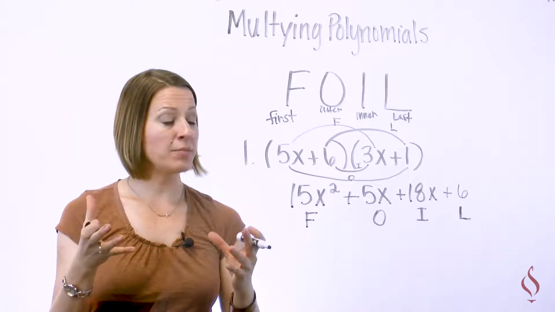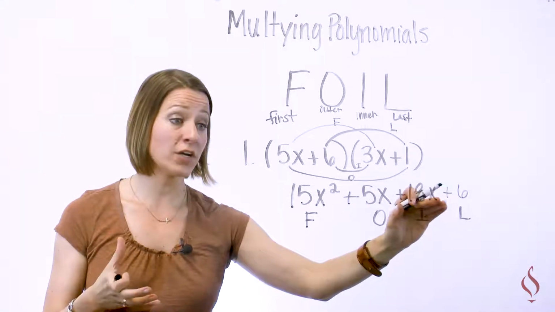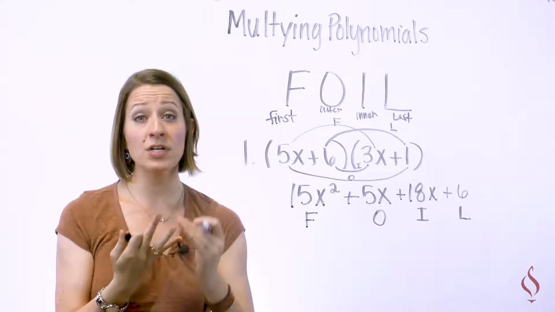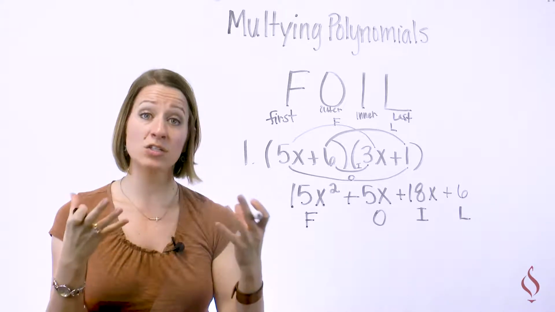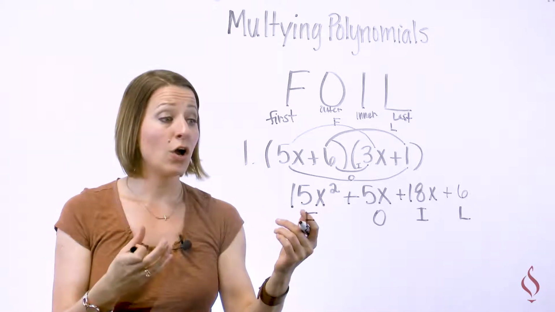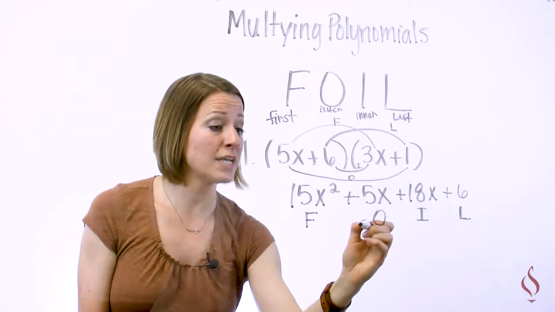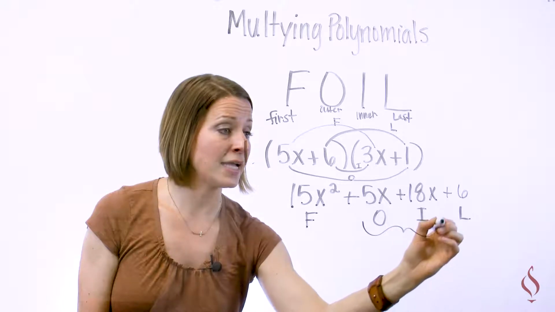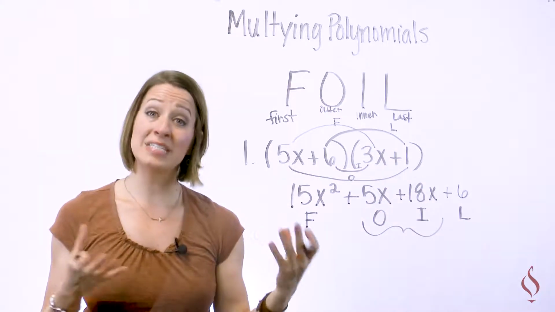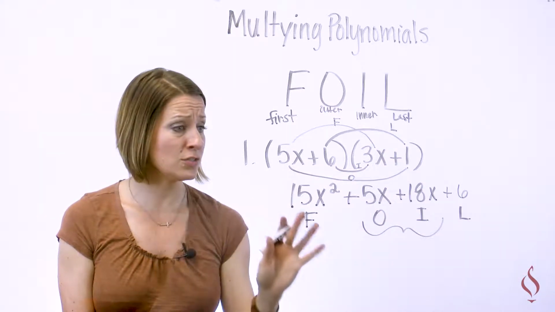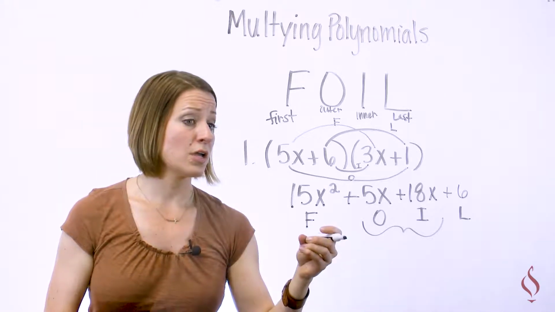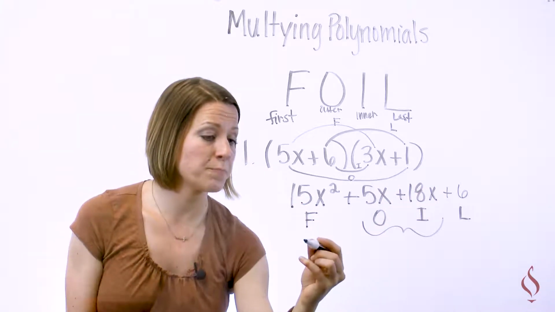Now, there's a few things we need to do. This is part of our answer, but we need to simplify it. Number 1, it has to stay in descending order. And number 2, if there's any like terms, we need to combine those like terms into one. I'll tell you a little secret. Usually, 99% of the time, you are going to combine the O and the I together and make them one term. The F and the L usually stand alone, and so those stay. The F usually stands as the first number in the answer, and the L is the last number.